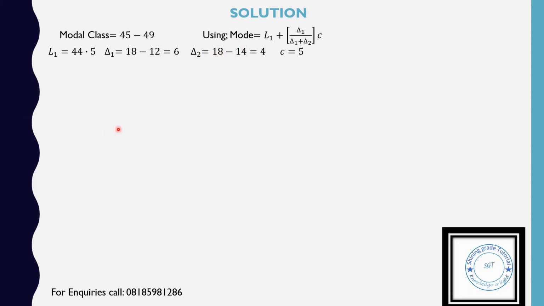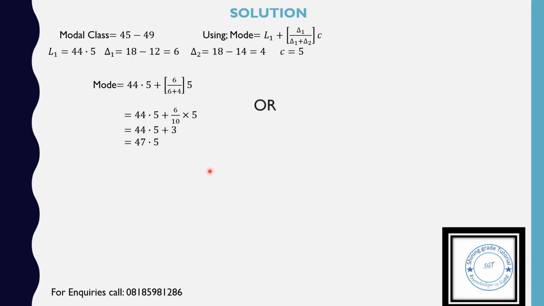You can go back and check how we get this, and the class size is 5. Just know how to get that, it has been explained earlier on. So you apply your formula. We have 44.5 plus 6 over 6 plus 4, multiplied by 5, which is the class size. 6 plus 4 is 10, so 6 over 10 times 5 will give us 3. So we have 44.5 plus 3. You need to multiply before you add. So that will be 47.5.